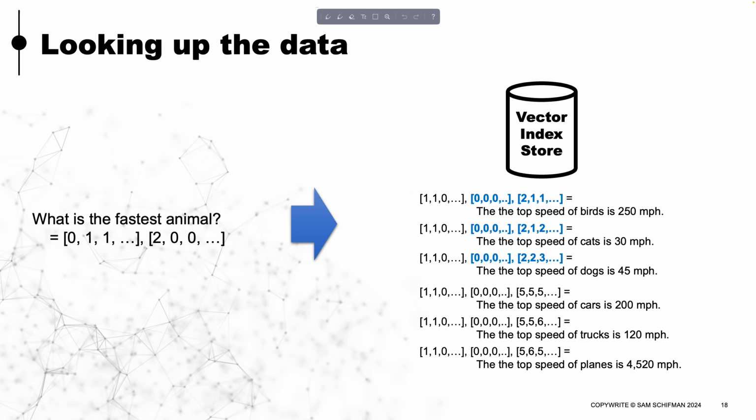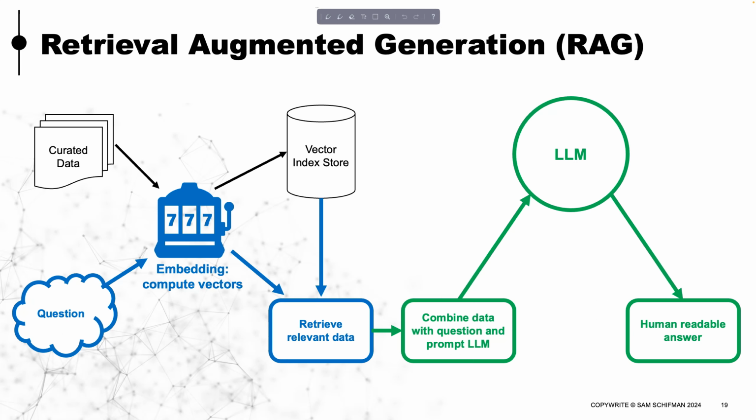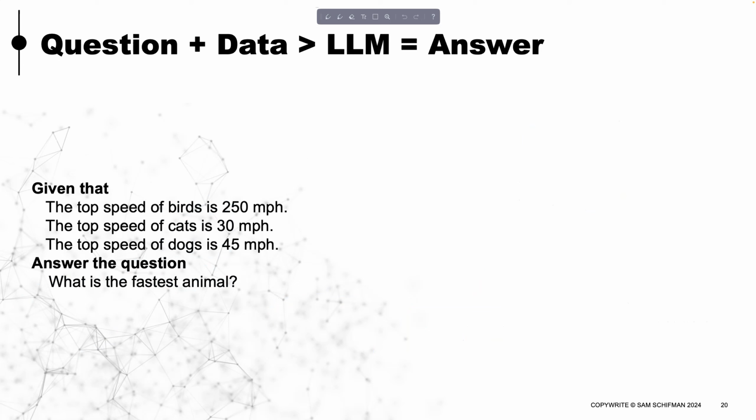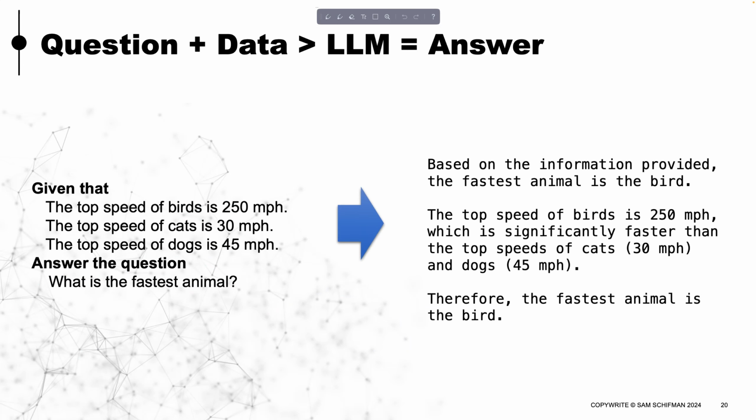We can then look for similar numbers in our vector index to find the curated data that is most associated with that question. We can then send that data plus the question to the large language model. The LLM can then generate a human-readable response to the question. So, given the data and the question, the LLM can give us an answer.